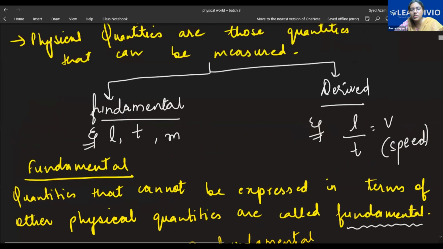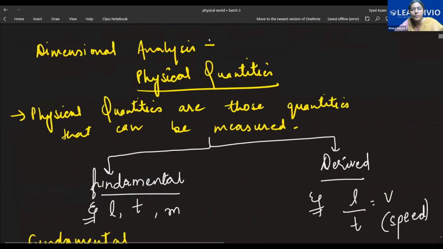Just text me in the chat column "done", so I'll scroll it down. Is it clear till here, Iqra? Yes.